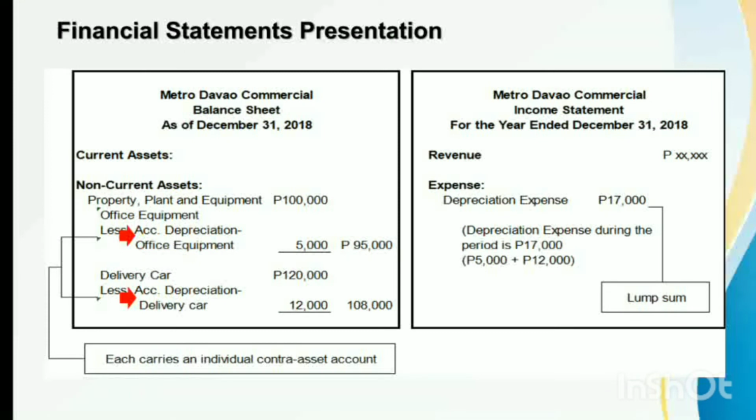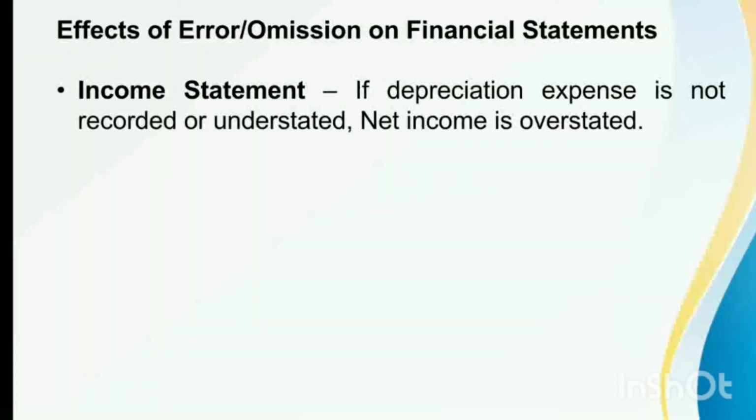On the other hand, the depreciation expense will be shown in the income statement at its lump sum amount. So that's why the depreciation expense here in the income statement of Metro Davao Commercial showed 17,000 pesos. So that is the total of the depreciation expense of the office equipment, 5,000, and the depreciation expense for the delivery car, 12,000.